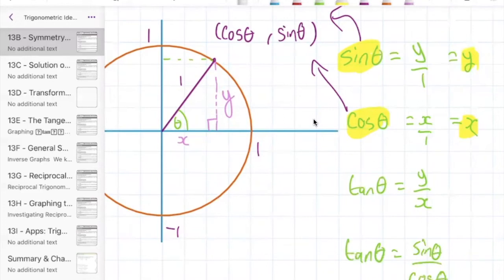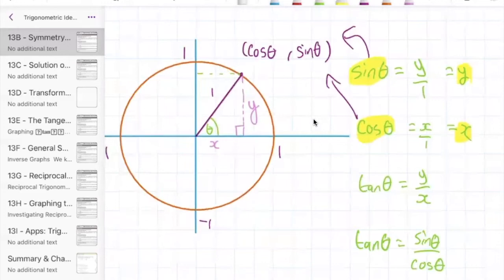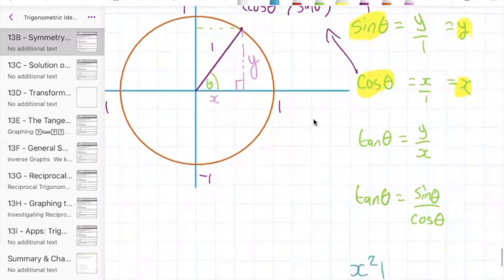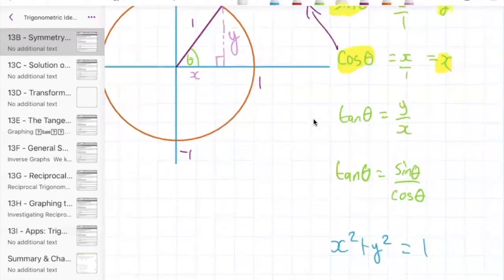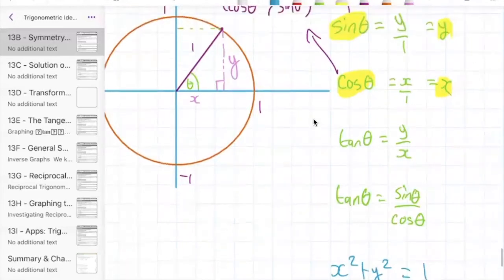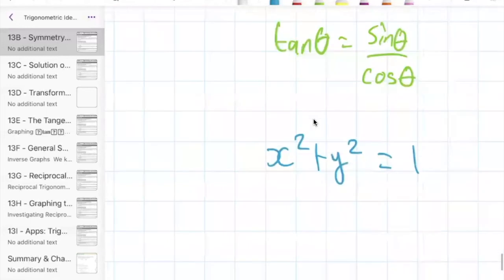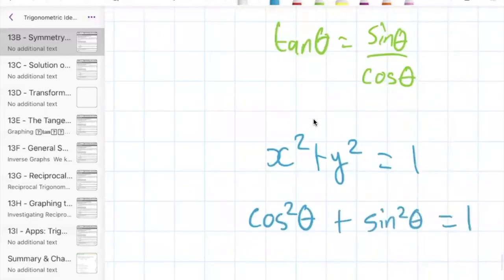The second idea that's really neat is if I do Pythagoras' theorem, a squared plus b squared equals c squared, in this case, my lengths are x and y, so I get x squared plus y squared equals 1 squared, which in this case, 1 squared is just going to be 1. If I substitute in cos theta for x and sine theta for y, which I've kind of established is true based on these two ratios, then I wind up with cos squared theta plus sine squared theta equals 1.